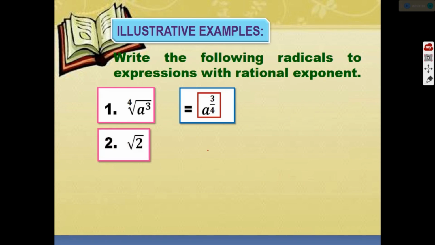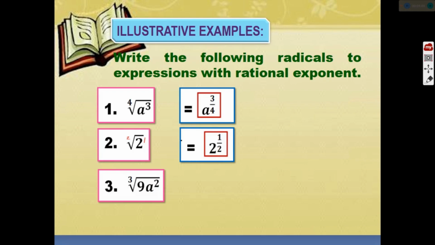Next, number 2, square root of 2. So, understood here, class, na pag square root, ang index ay 2. At kung wala po kayong makikitang exponent, understood na ang exponent ay 1. Okay, so therefore, pag transform natin in rational exponent, copy yung 2 raised to 1/2 or 1 over 2. Okay, next.